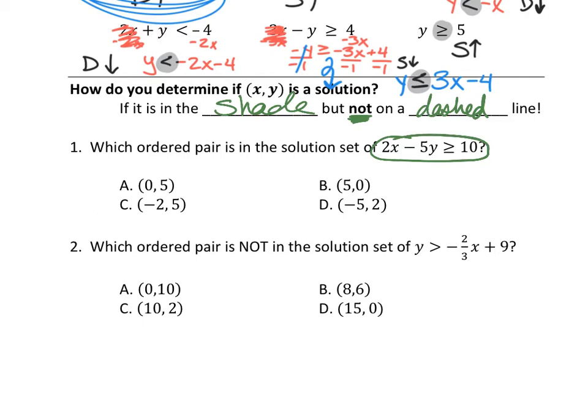So Abby, what am I going to move first to solve for y? The 2x. Very good. So I'm going to subtract the 2x from both sides. It's gone. And my next line of this equation would say negative 5y greater than or equal to negative 2x plus 10.